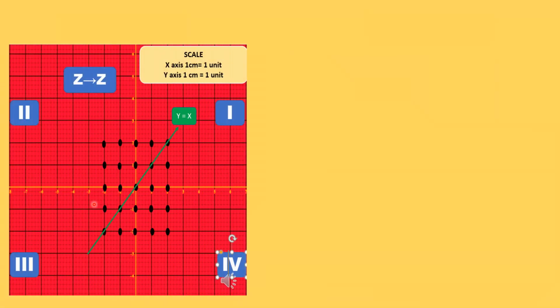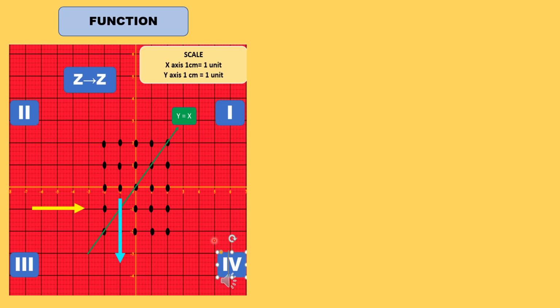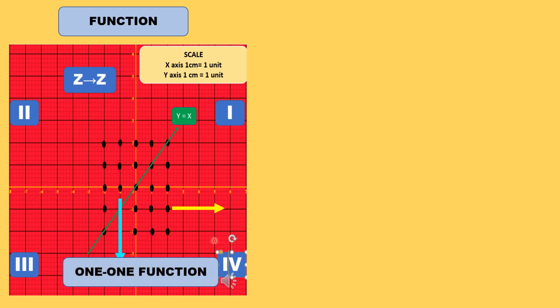Let's consider these examples too. Let's check whether y is equal to x is a function or not using the vertical line test. The vertical line intersects exactly at one point, so it is a function. So we can use the horizontal line test. The horizontal line also intersects exactly at one point, so it is a one-one function.